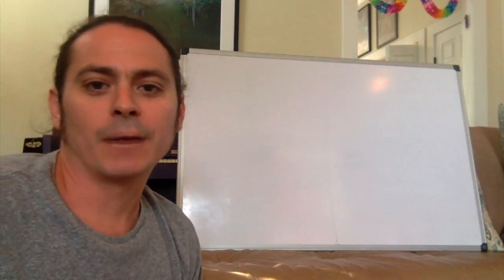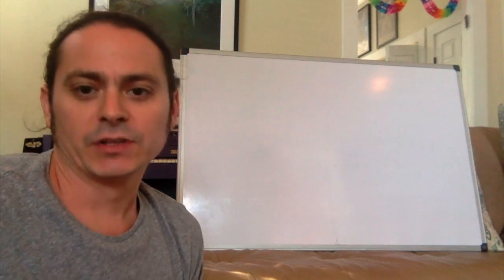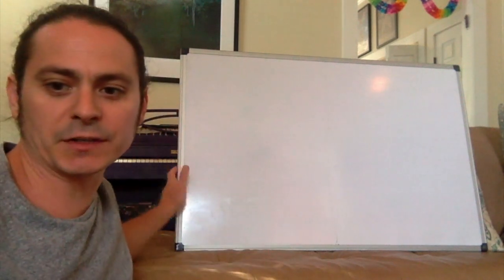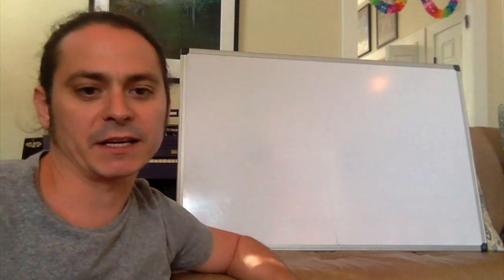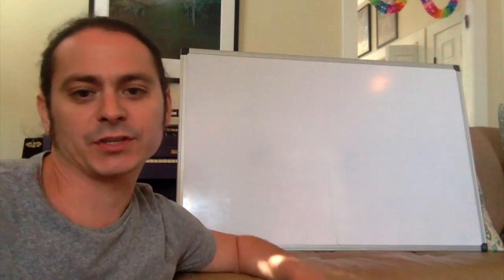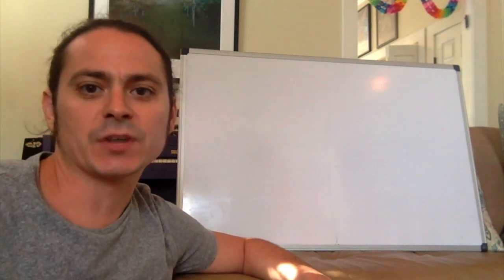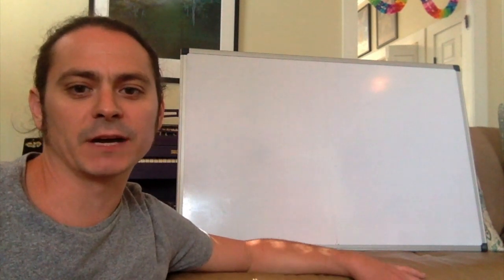Okay. Now we're ready to get started on our one-point perspective studies. So I'm going to do all my drawing on this big giant erase board so I can draw big enough for everyone to see. Again, if you only have a smaller sheet of paper, that's no problem. That'll work just fine. So the first thing I'm going to do is draw my horizon line.